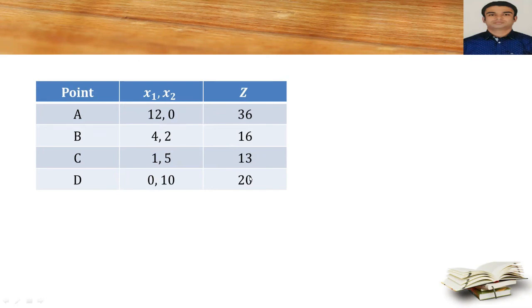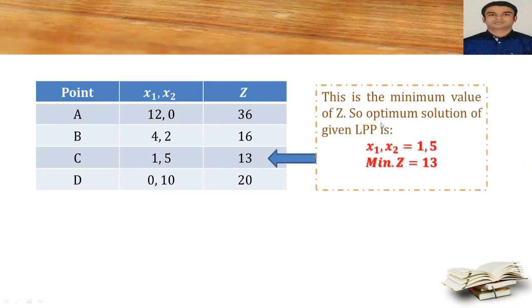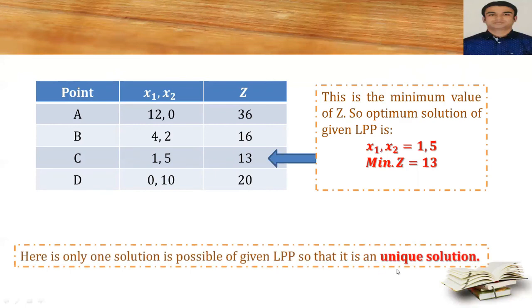Now, our question is defined for the minimization of z. So the minimum value of z is 13. This is the minimum value of z. So the optimum solution of the given LPP is x1 equals 1, x2 equals 5, and the minimum of z equals 13. Again here, only one value of z is minimum, so this is also a single solution, meaning a unique solution problem.